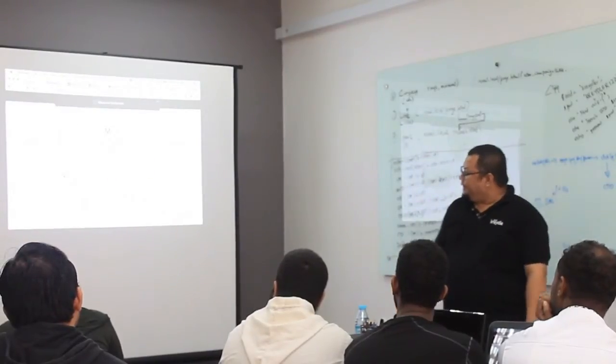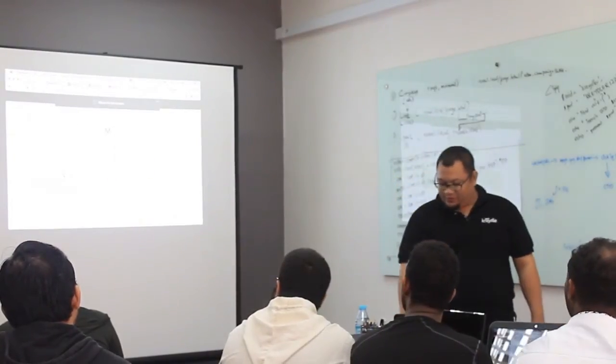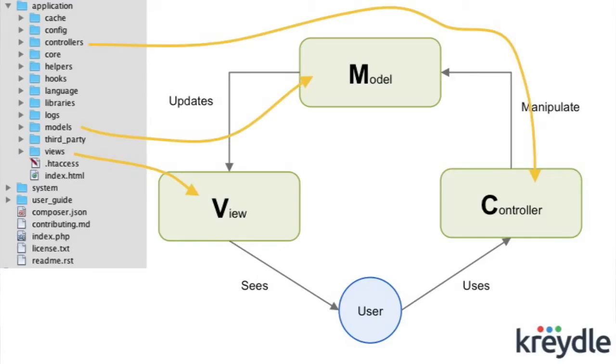Okay, the relation between MVC and CodeIgniter. When you download CodeIgniter, you will have an application folder, and then a few folders, system folder, user guide. And the most important here are controller, model, and view. So this is how CodeIgniter works.